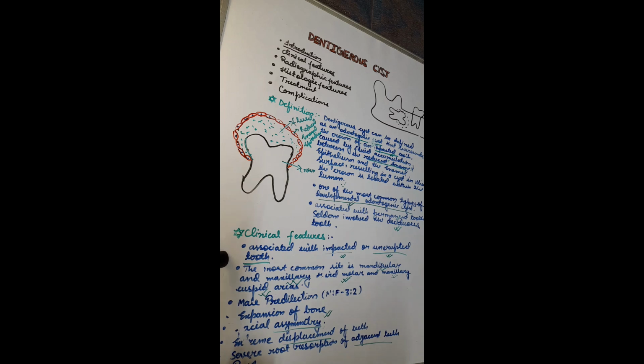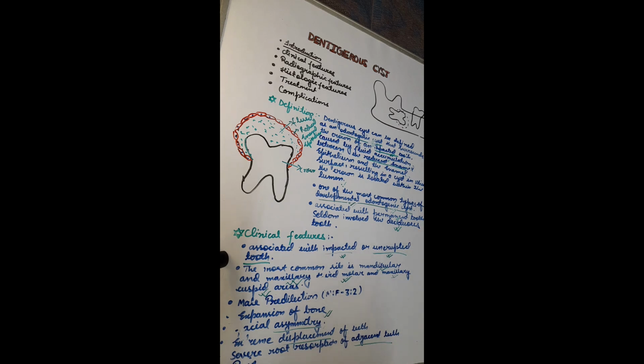It is one of the most common types of developmental odontogenic cyst. It is called developmental type because it is formed during the development of the oral cavity, and it is called odontogenic because it is formed from the tissue that helps in the formation of the oral cavity. It is associated with permanent tooth and seldom associated with deciduous tooth.